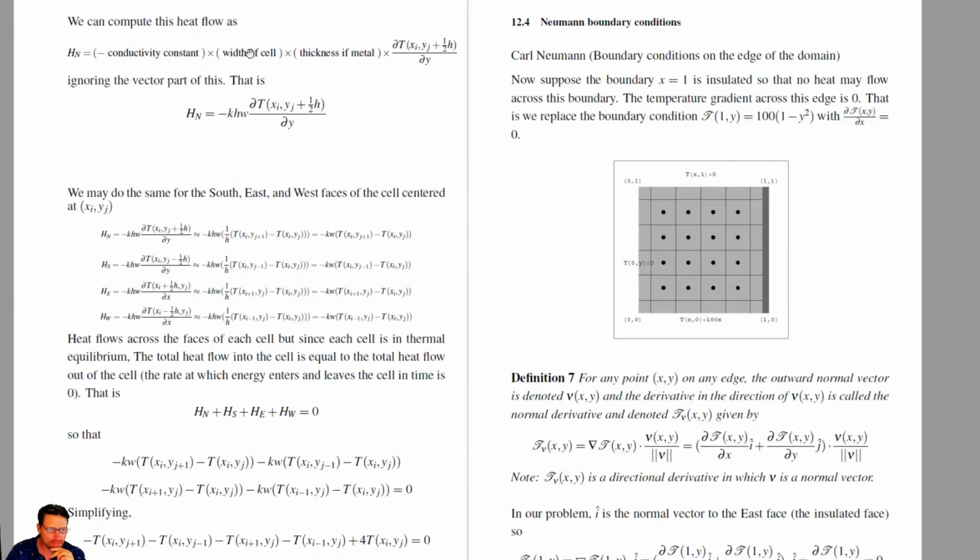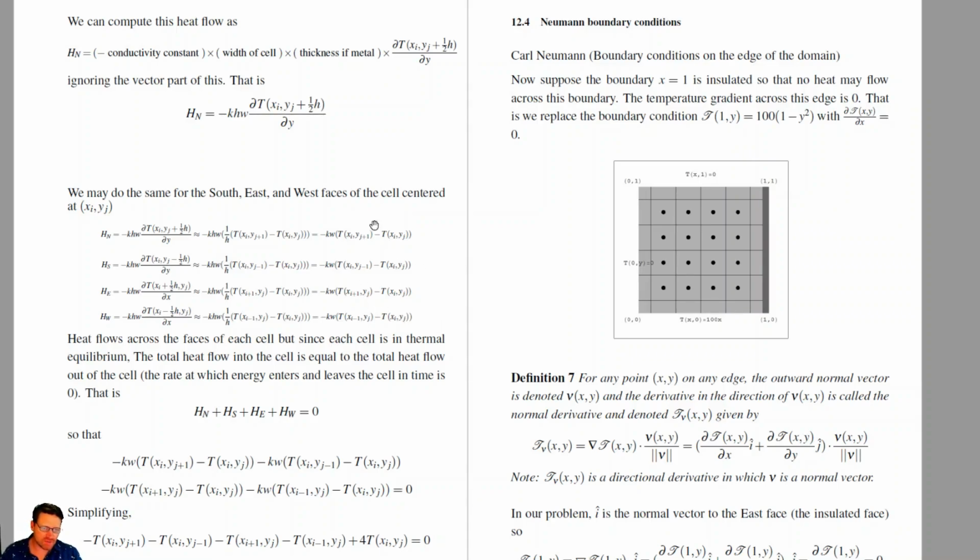All right, where were we? Okay, so we do the same for each of the other faces and we approximate those derivatives. So we have minus kw times the difference of those temperatures at each of those points. Heat flows across the faces of each cell, but since each cell is in thermal equilibrium, the total heat flow into the cell is equal to the total heat flow out of the cell, so that the rate at which the energy enters the cell and leaves the cell is 0. So that means the sum of those h's is equal to 0.